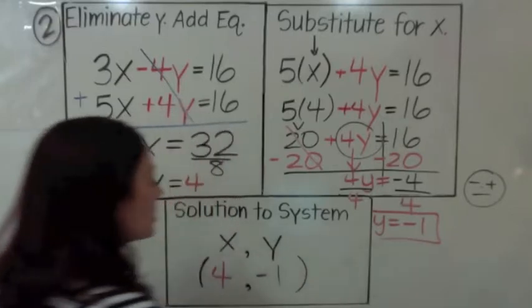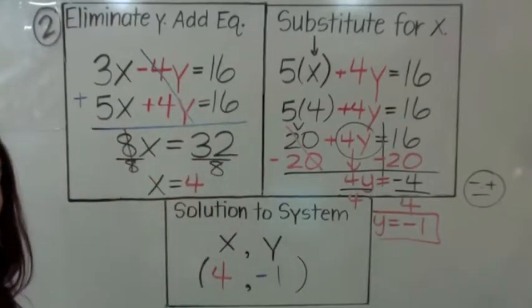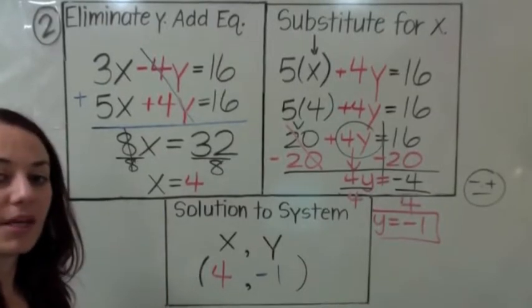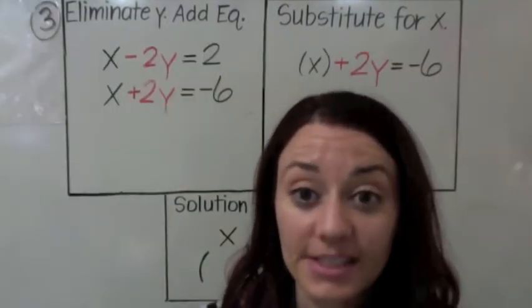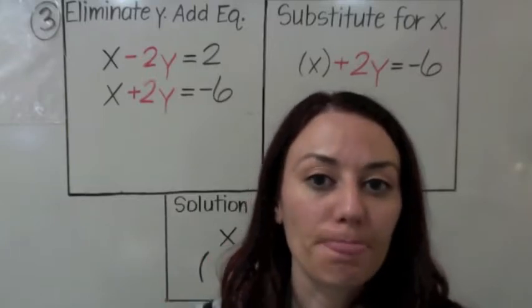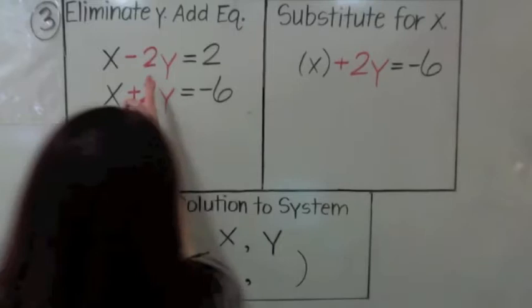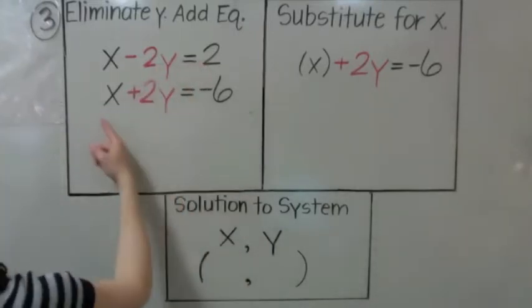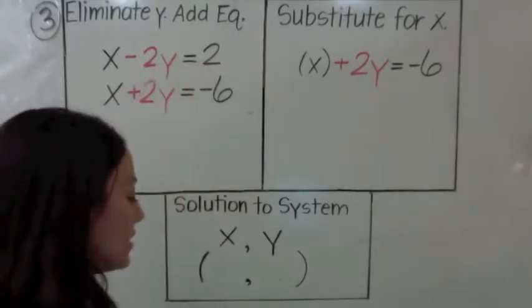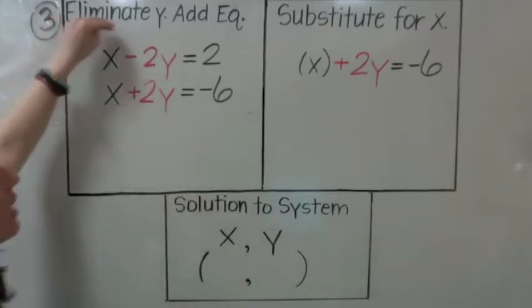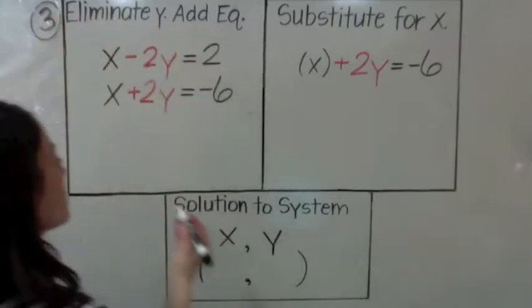So the solution for this system is 4, -1. These two lines would intersect at this point. Write that down. We're on our last example, example 3. So the two equations that we have are x minus 2y equals 2 and x plus 2y equals -6. What should we do first? We have to eliminate y and add equations.